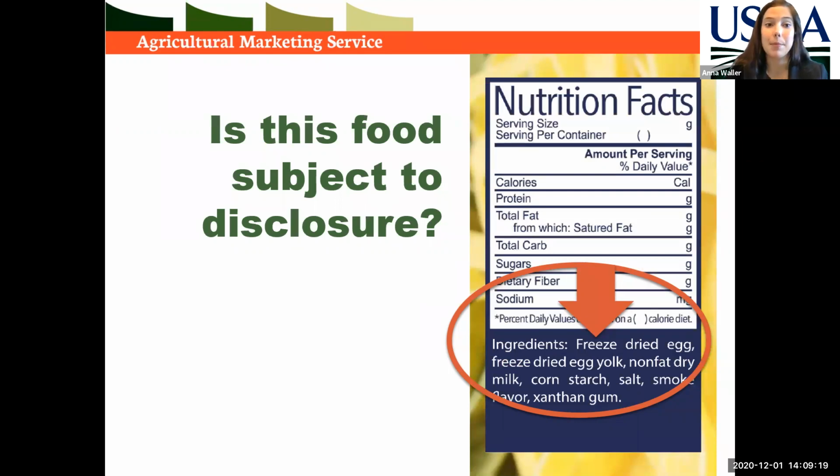In our last example, the first ingredient is freeze-dried egg. Because freeze-dried egg is covered by the Egg Products Inspection Act, this fourth example is not a bioengineered food, regardless of whether any of the remaining ingredients would, on their own, be considered a bioengineered food.